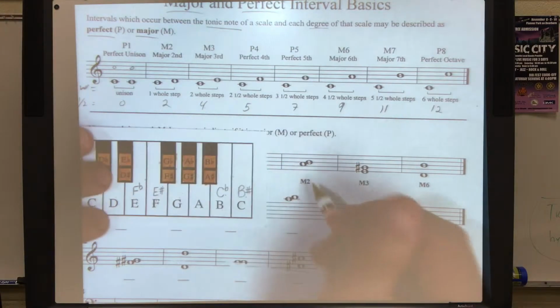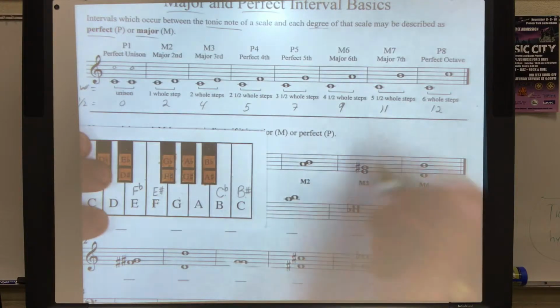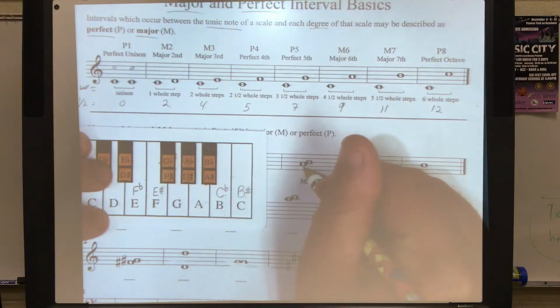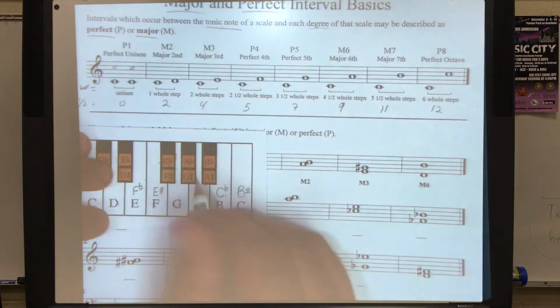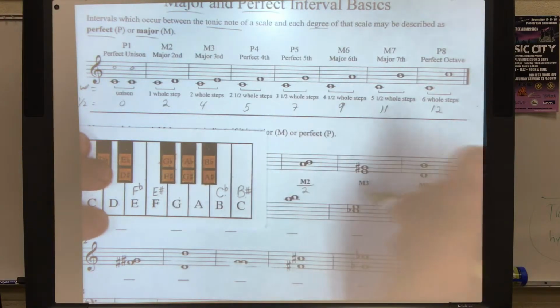Major second. Notice that a major second has the first note on the space, the next note's on the line. If the first note were to be on the line, the next note would have to be on the space. Okay, so major second, we have an A to a B. Let's find it on our keyboard. A, 0, 1, 2. 2 half steps for a major second. Then a major third.